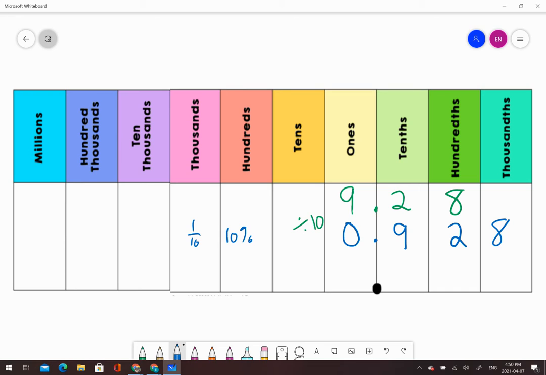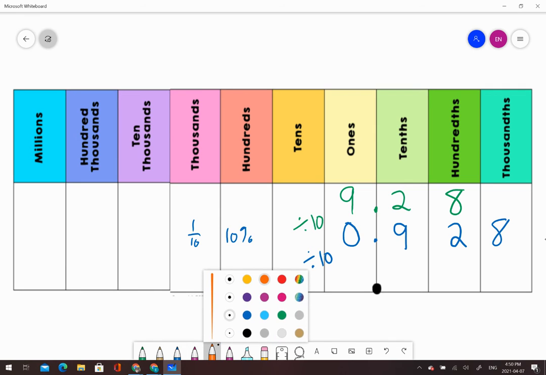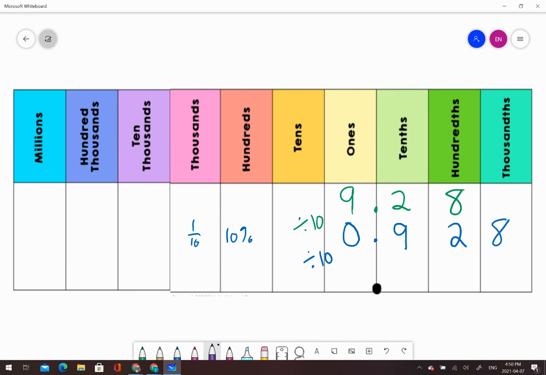But I don't want 10%, I want 1% or 1/100th. So what am I going to do next? I'm going to think, how many times does 10 go into 100? And I need to make it that much smaller. I need to divide it by that number. So I'm going to divide this by 10 again. So when I divide by 10, I'm going to do the same thing. I'm going to move everything over one space.